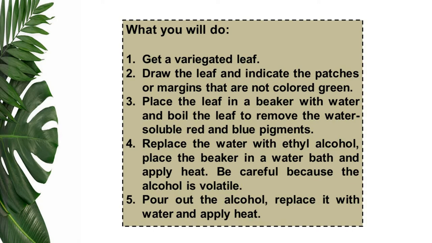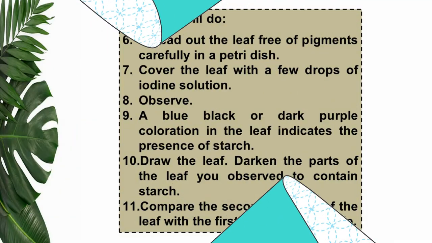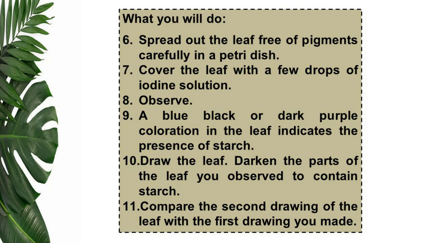5. Pour out the alcohol. Replace it with water and apply heat. 6. Spread out the leaf free of pigments carefully in a petri dish. 7. Cover the leaf with a few drops of iodine solution. 8. Observe. 9. A blue, black, or dark purple coloration in the leaf indicates the presence of starch. 10. Draw the leaf. Darken the parts of the leaf you observe to contain starch. 11. Compare the second drawing of the leaf with the first drawing you made.